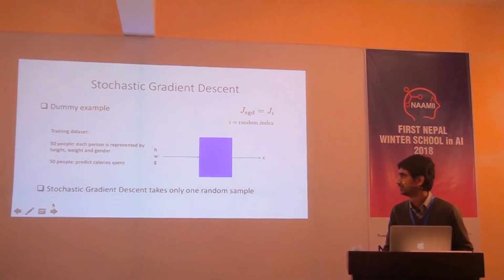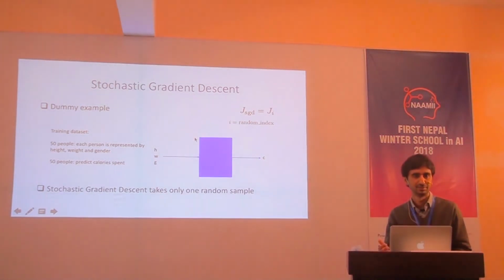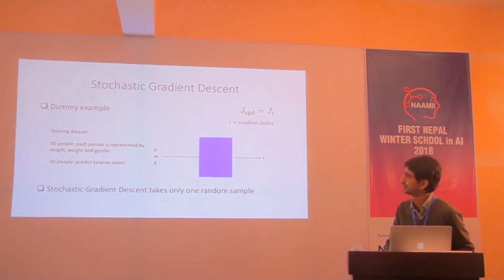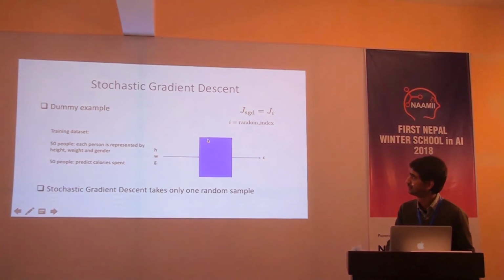And this is a lot faster, right? I mean, 1 million compared to 1. So then you train your network this way. It's a very, very simple idea. There is nothing fancy. Just choose one sample.